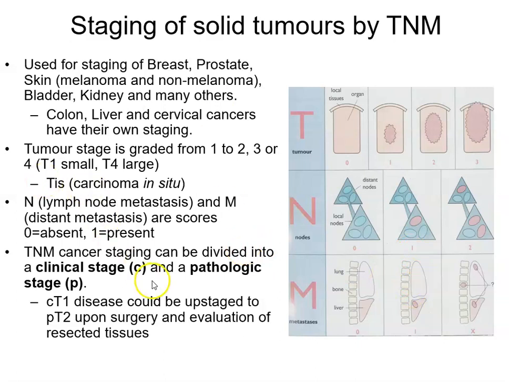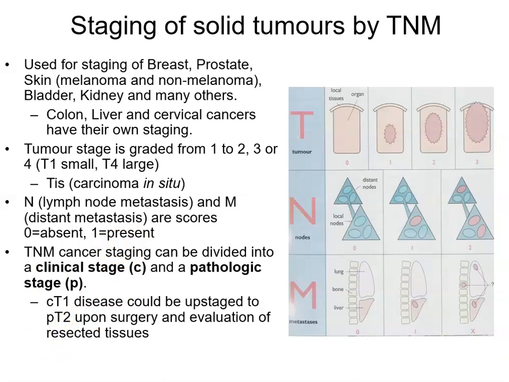Now in addition to that, we can have the clinical stage and the pathological stage. So this can be like a prefix on the TNM staging system. So a little c means clinical stage, and that's basically all the information that you've got at the time of doing that staging, often before surgery. And then pathological staging is taking information that has been gained quite often from surgery as well.